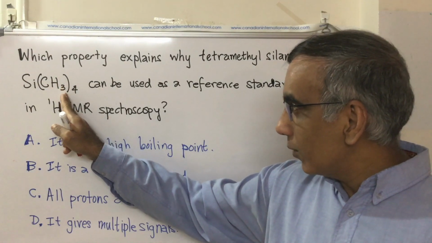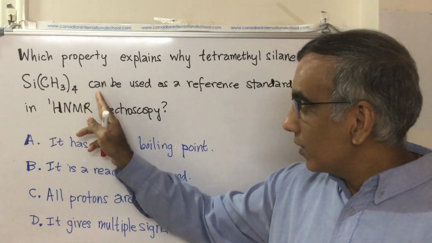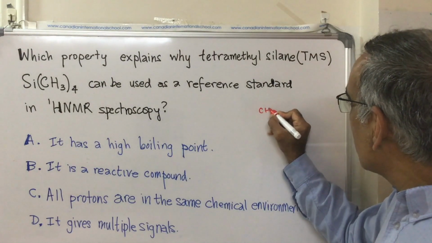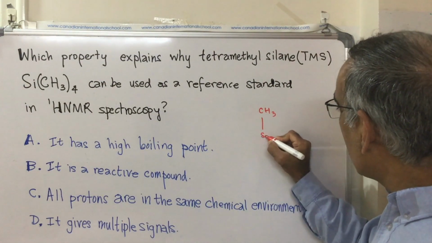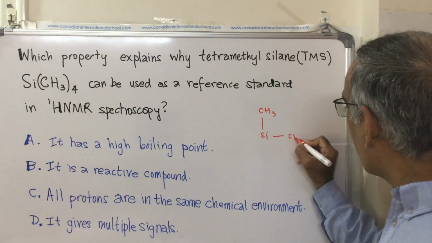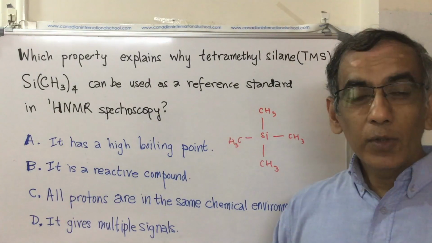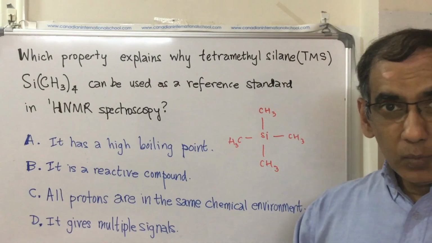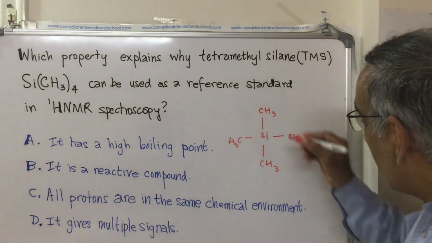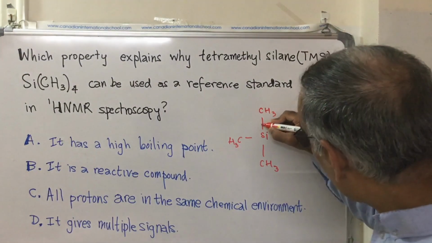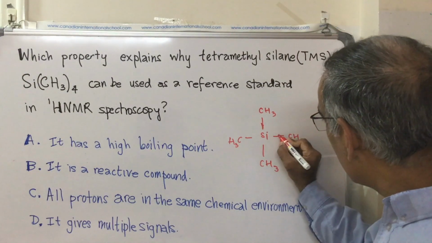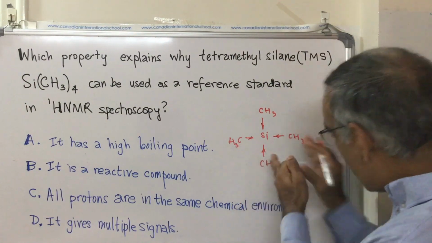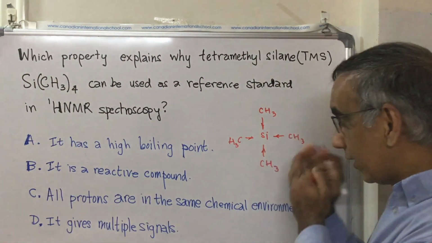tetramethylsilane, which is 4 CH3 groups attached to silicon, like this, you have a molecule that's very stable with no dipole, because you have what's known as the inductive effect from each of these methyl groups being exactly the same, pushing electrons towards this silicon.